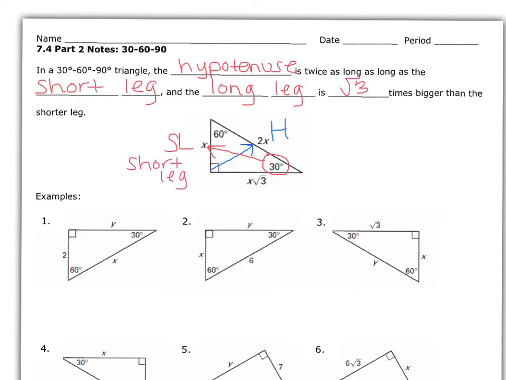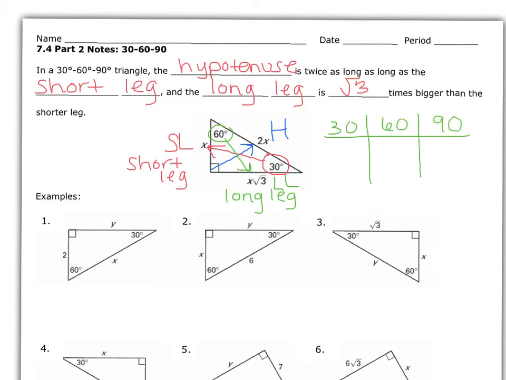Across from the 60-degree angle, since 60 is bigger than 30, that's going to make this side of the triangle larger. And so this is referred to as the long leg, or abbreviated LL. None of the pieces here are the same size like they were in the 45, 45, 90. So you always have the 30-degree angle, then the 60-degree angle, and then the 90-degree angle.